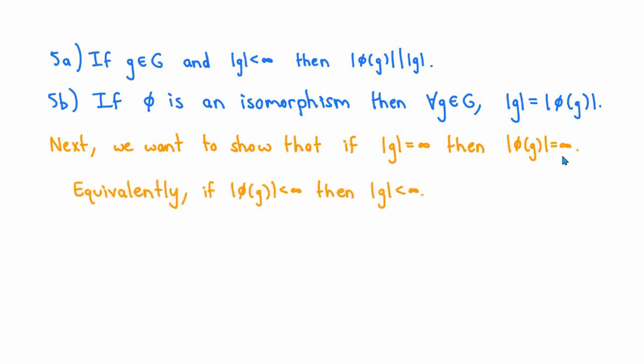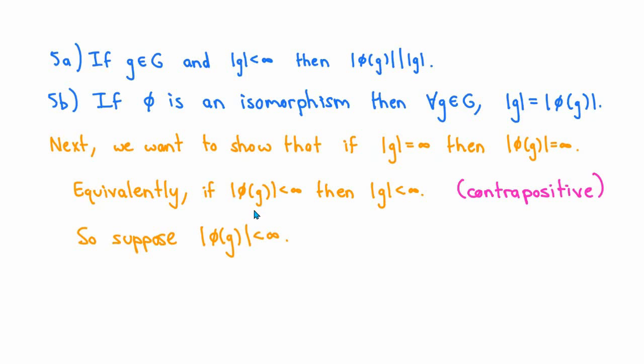And in order to do this, let's consider the contrapositive of this conditional statement. The contrapositive, which of course is logically equivalent to the original statement, is the statement that if the order of phi of g is finite, then the order of g is also finite. So if we can prove the contrapositive, then we'll establish the original statement. Therefore, assume that the order of phi of g is finite.